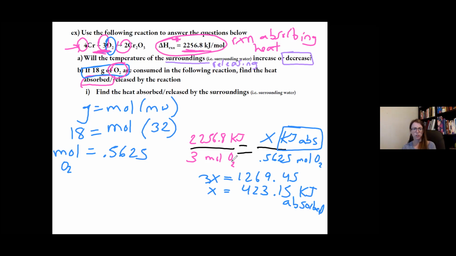Then it asks this follow-up question, find the heat absorbed or released by the surroundings. There's no work to do here. If the reaction is absorbing 423 kilojoules, the surroundings must be releasing 423 kilojoules. Whatever is absorbed by one thing, the reaction or the surroundings, is released by the other, the reaction or the surroundings. Hopefully that made sense. Go try some.